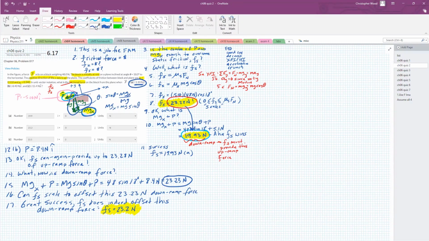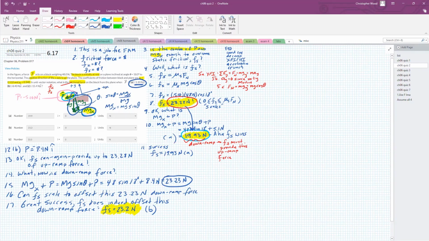So this is the answer to part B. Done with part B. Okay, this was part A. All right. Let's do part C.